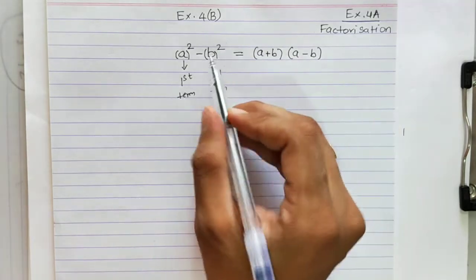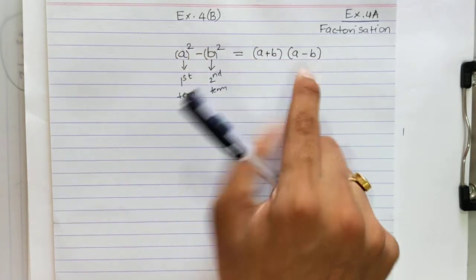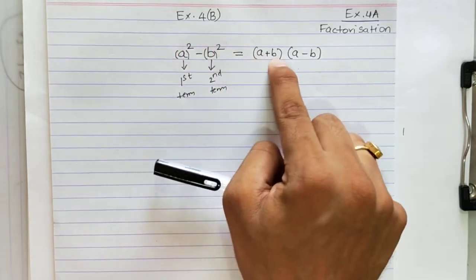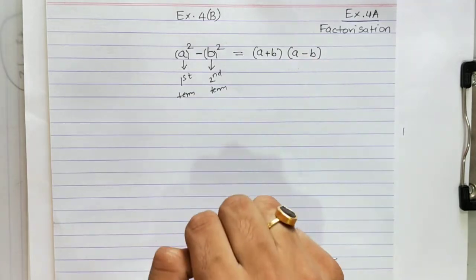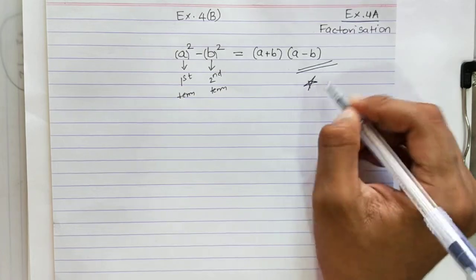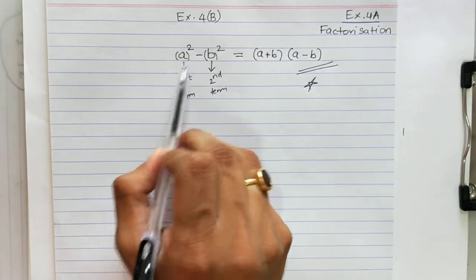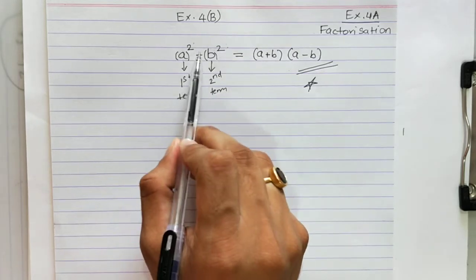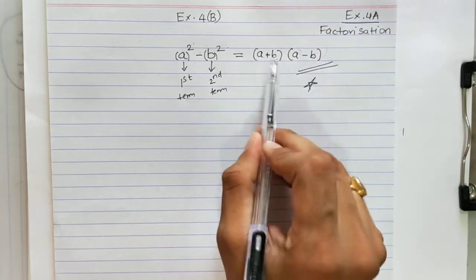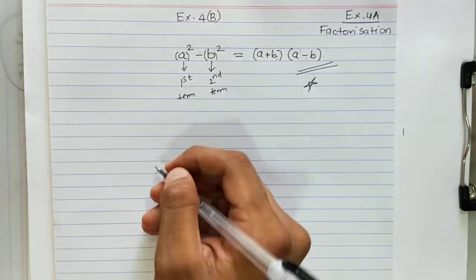So the formula says add both the terms, a plus b, and subtract both the terms. So first term square minus second term square is (first term plus second term)(first term minus second term). So remember this formula. In the entire exercise we are going to use this one formula only, so you have to be very thorough with it. First term square minus second term square, minus sign: add both the terms, subtract both the terms. Okay, let's start.